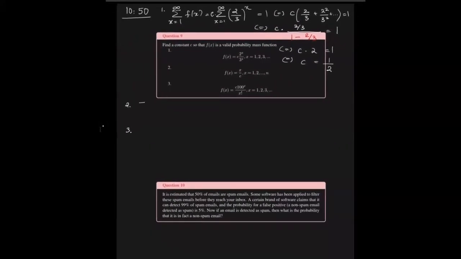We do the same thing for part 2. We want the summation of x over c, from x equals 1 up to n, to equal 1. For this, we have (1/c) times the sum of x from 1 to n, which means c is the summation of x from 1 to n. So c is a constant, so we can pull c out, right? And inside we just have x, with x ranging from 1 to n, like this.